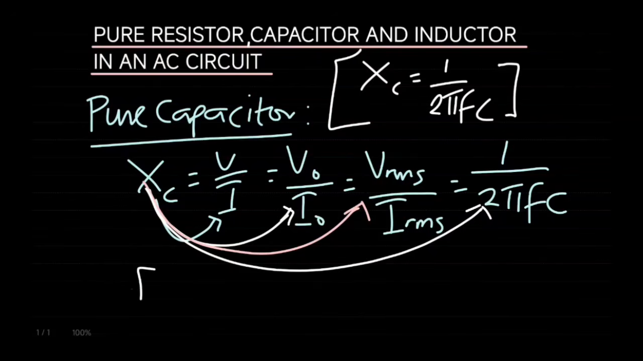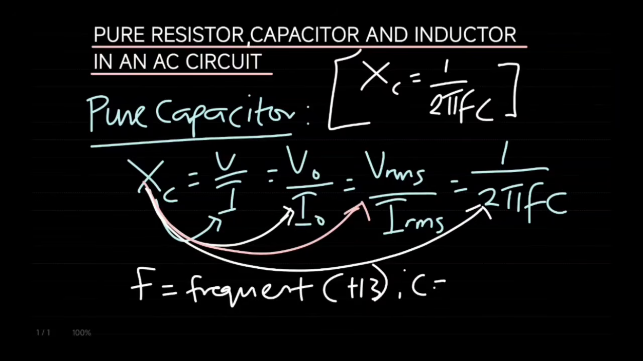Now recall that our F is equal to what? The frequency, measured in hertz, and C is the capacitance, measured in what? Farad. Therefore, we have gotten the equation of the capacitive reactance in the pure capacitor in an AC circuit.